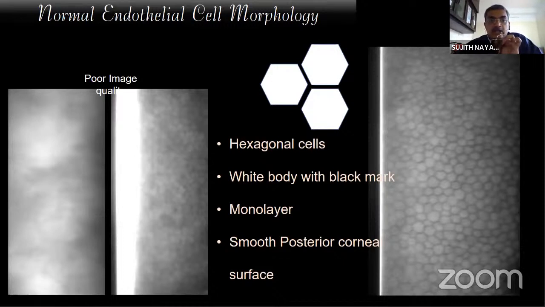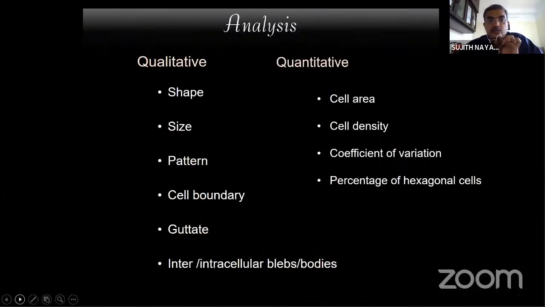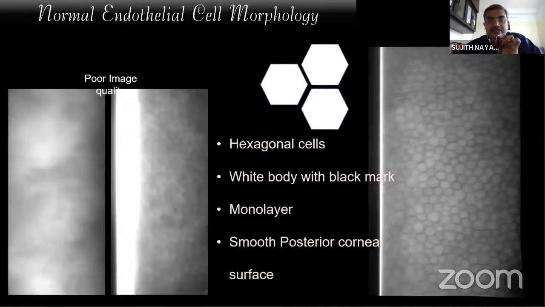Next slide. And just on the left side, you can see the poor image quality. So previous slide, can you just show the previous slide? Sorry.